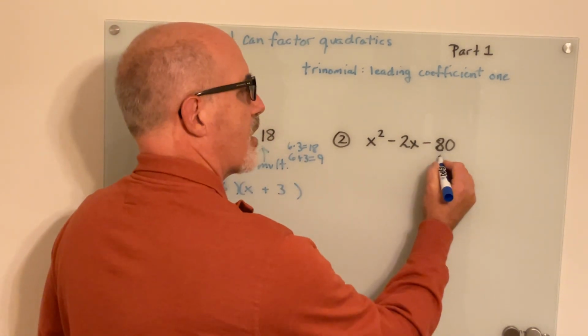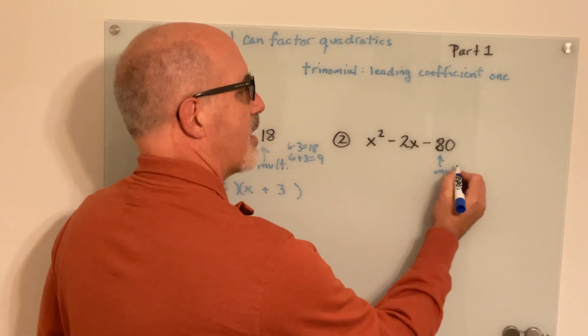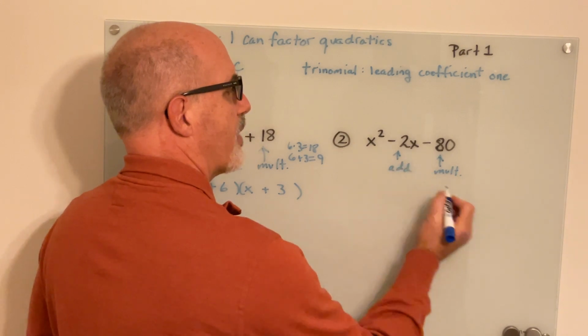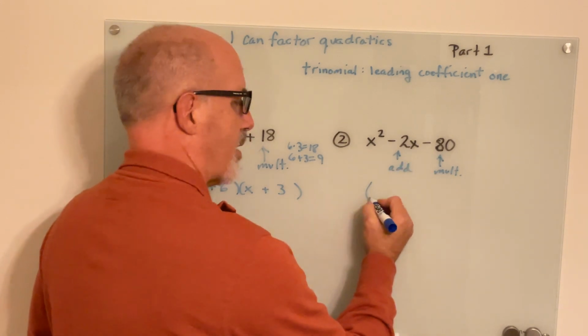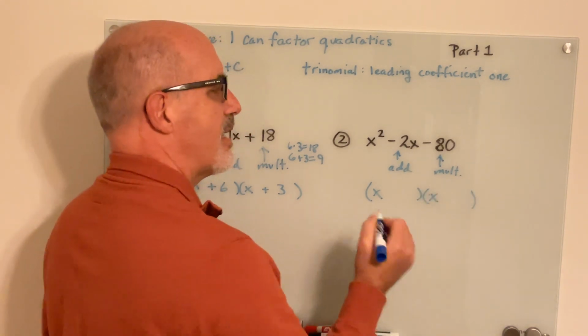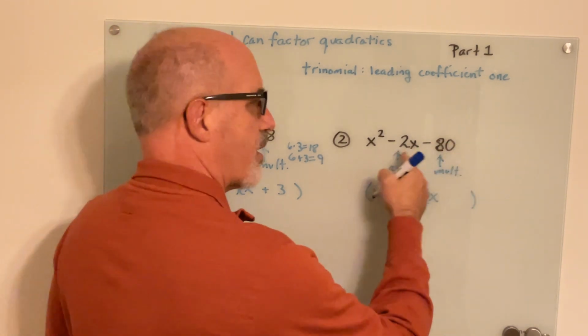So looking at this problem to try to factor it, same idea. I want two numbers that are going to multiply together to give me the negative 80 and add together to give me the negative 2. So when doing that, I'll set up my factorization with x and x. That gives me x squared. So I think of two numbers.